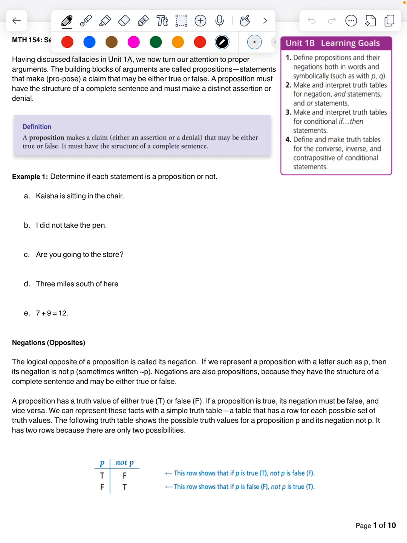Kaisha is sitting in the chair. This is a statement. It could be true or false. So yes, it is a proposition. It is a complete sentence. It makes an assertion.